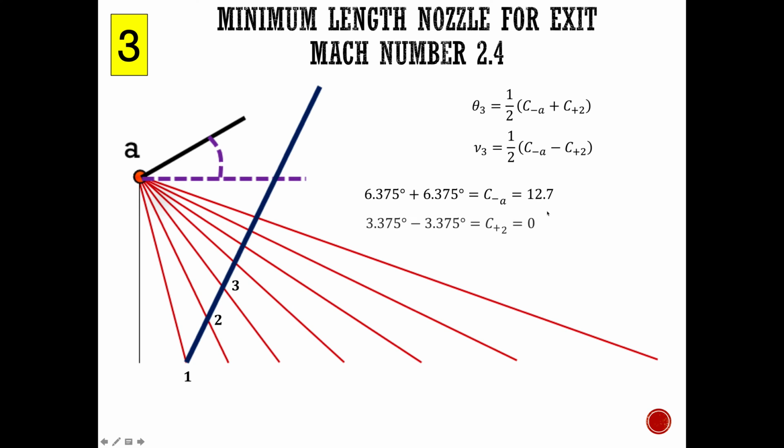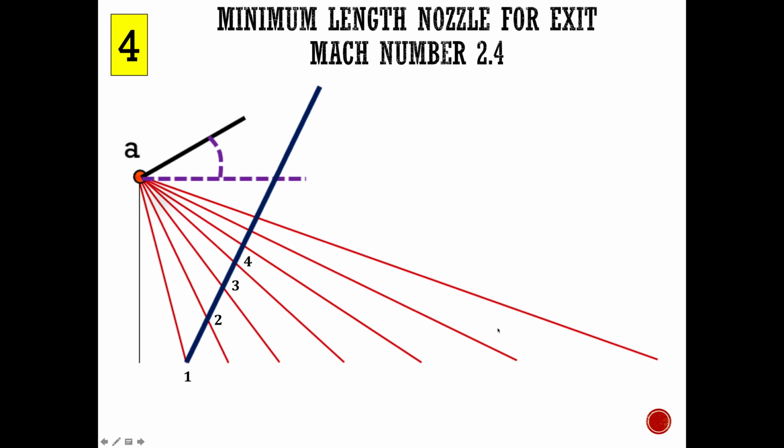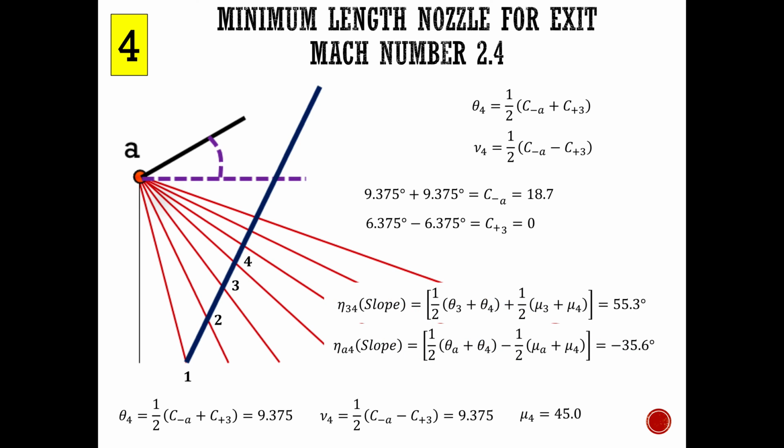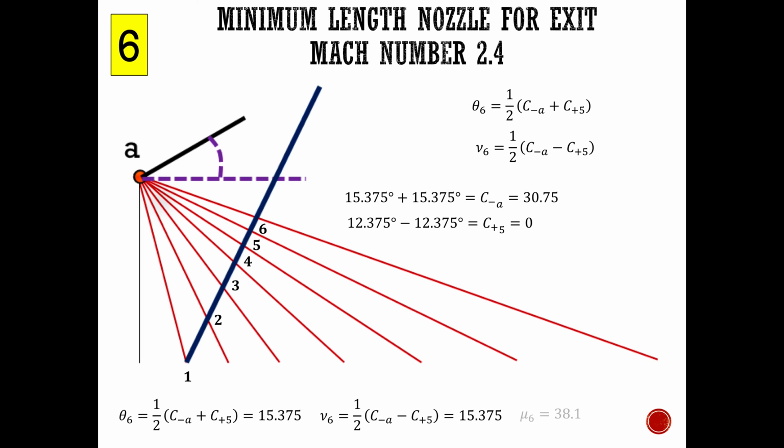Okay, so now 3.35 is basically what you have at 2. So using the same equations, you'll end up getting a value for theta 3 and nu 3. And if you see, it's similar to what you have in Mach line 3, right? So now comes the slope, right? Once again, same equations. Similarly, you do this for point 4, and then 5, and then 6. Nothing else changes. It's just the same equations overall.